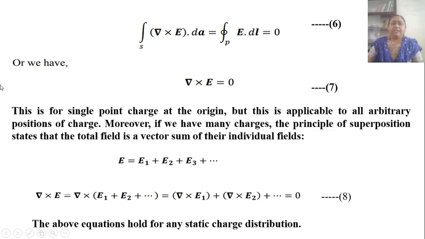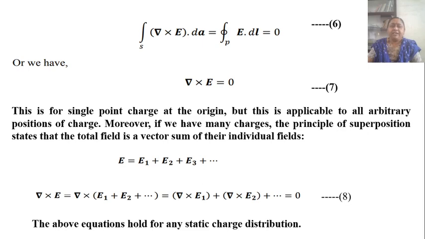Therefore, the integration over surface S of (del cross E) dot dA is equal to the integration over the closed path of E dot dl, which is equal to 0. So we get del cross E equal to 0. This is for a single point charge at the origin, but it is applicable to all arbitrary point charges.